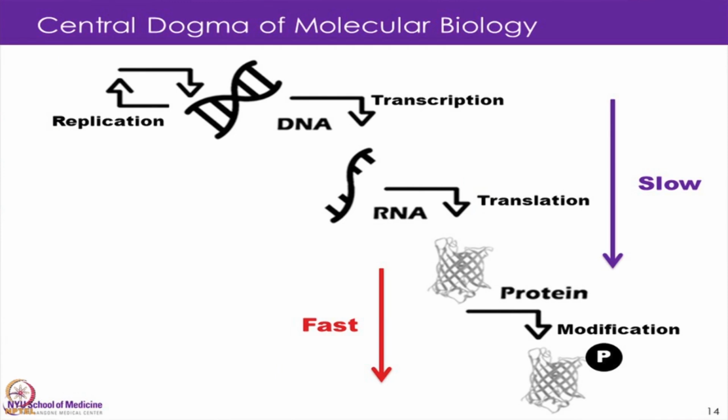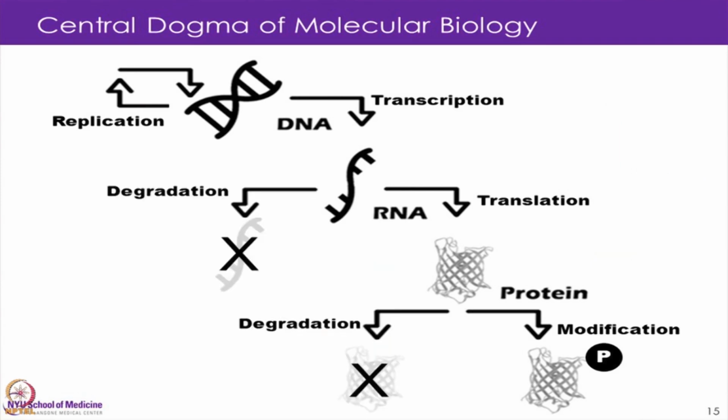First of all, there's a lot of additional regulation beyond this. The other thing is that this process, the transcription and translation, is rather slow, but the modifications can be added and removed very fast. And then we usually have different degradation rates for RNA and proteins. So we shouldn't be surprised that there are substantial differences between RNA and protein measurements.